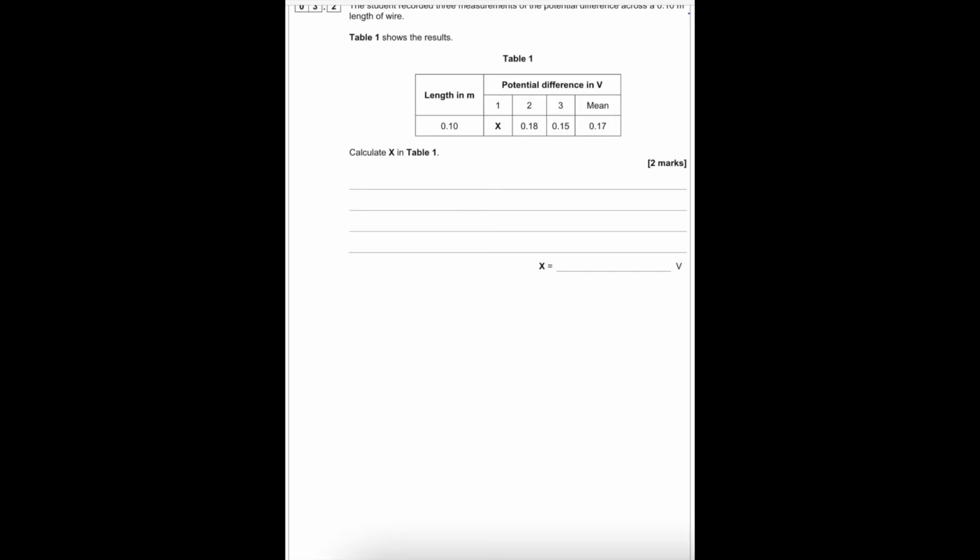The student recorded three measurements of the potential difference across 0.1 metre length of wire, and they calculated the mean, which is there. So we've got to calculate x. First of all, the mean, which is 0.17, is going to be our result 1, which is x, plus our result 2, which is 0.18, plus our result 3, which is 0.15, divided by 3 because we have 3 answers. So that means that 0.17 times 3 is going to be x plus 0.18 plus 0.15.